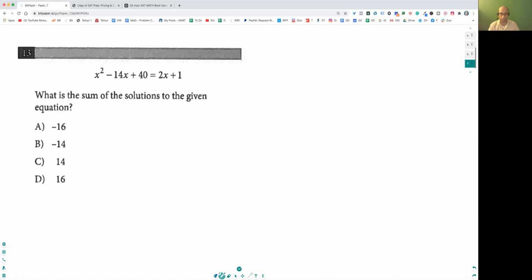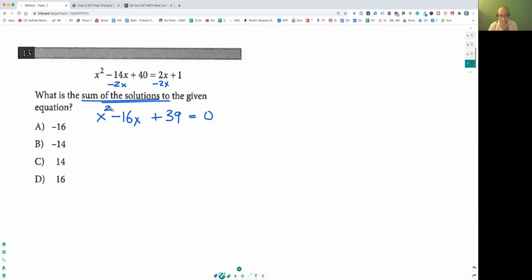Okay, this one is getting a bit difficult for you guys. Remember, you don't need to factor anything, okay? You don't need to factor anything at all. So what you need to do is move this to the other side, right? You get x squared, and when you subtract 2x from here, you get negative 16x, right? And then subtract 1 from here, you get 39, okay? Is equal to 0.